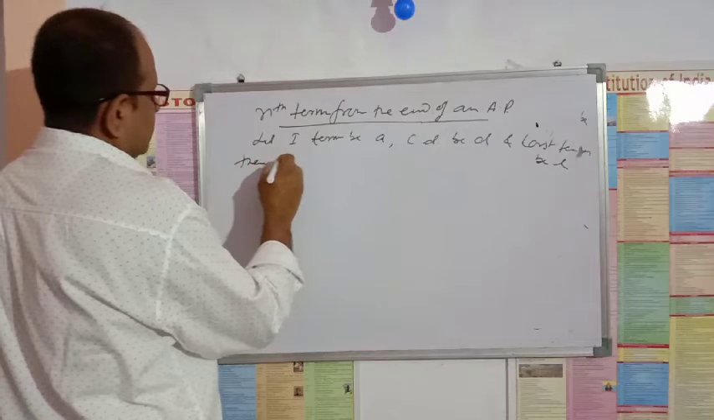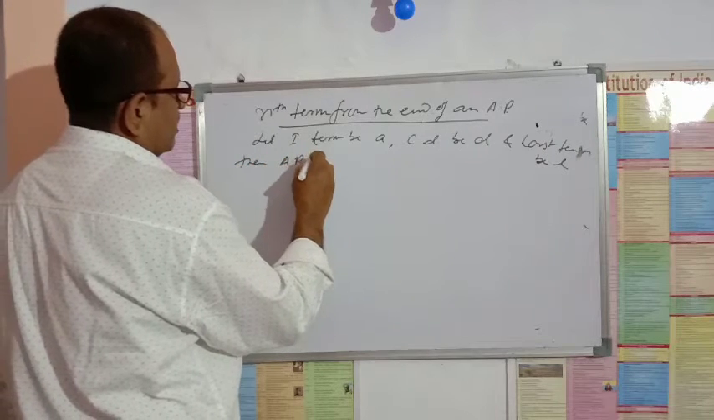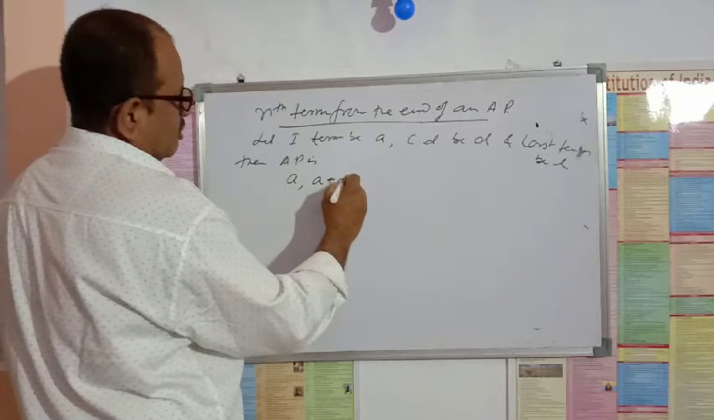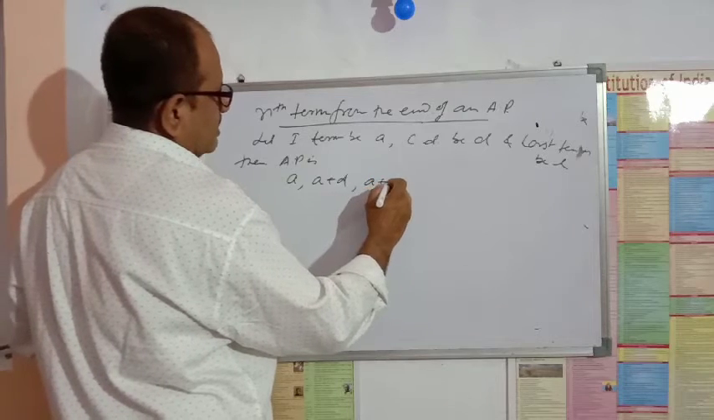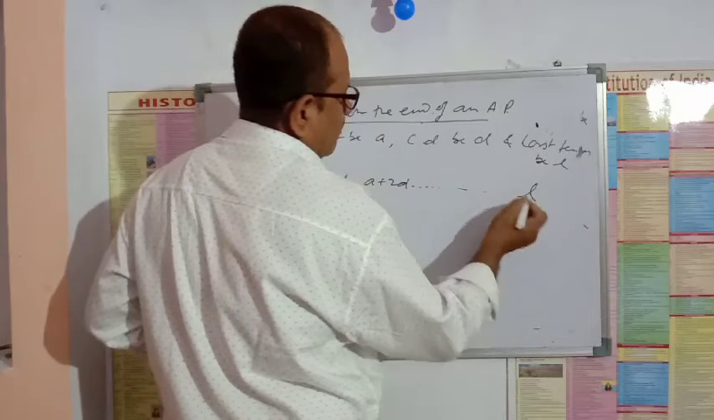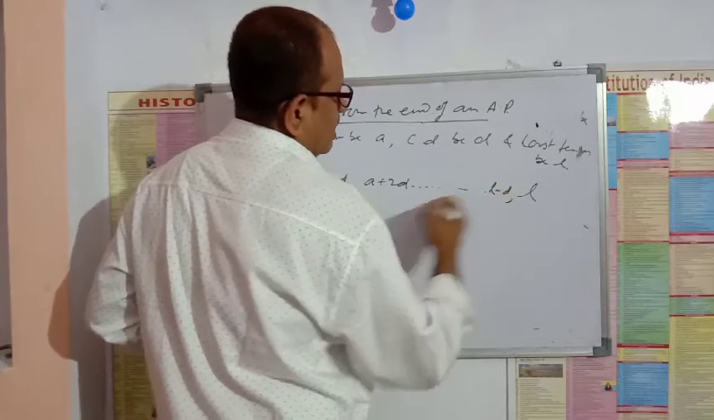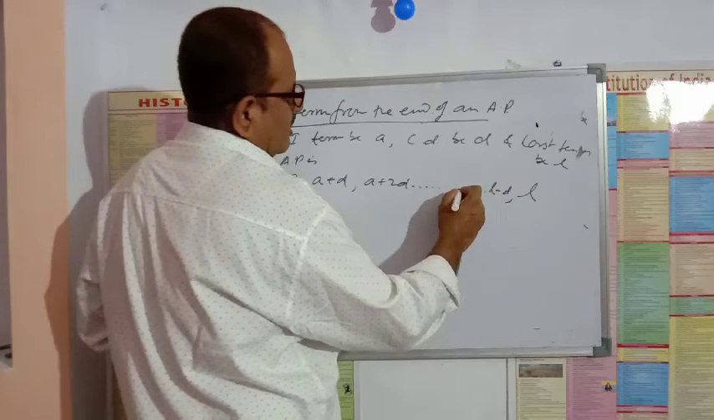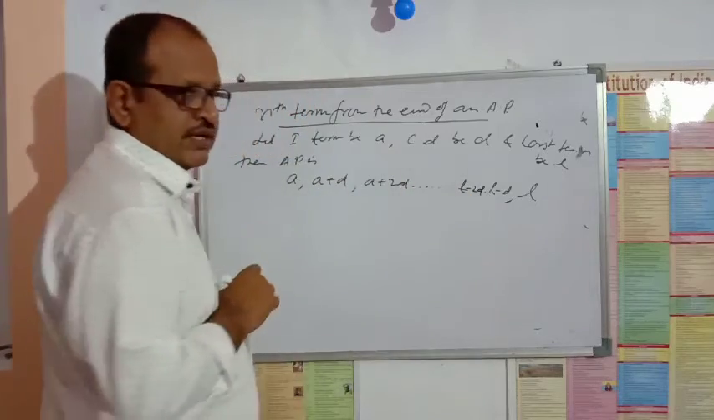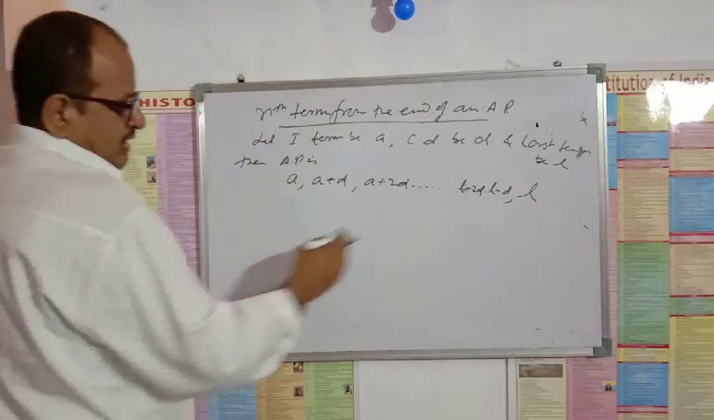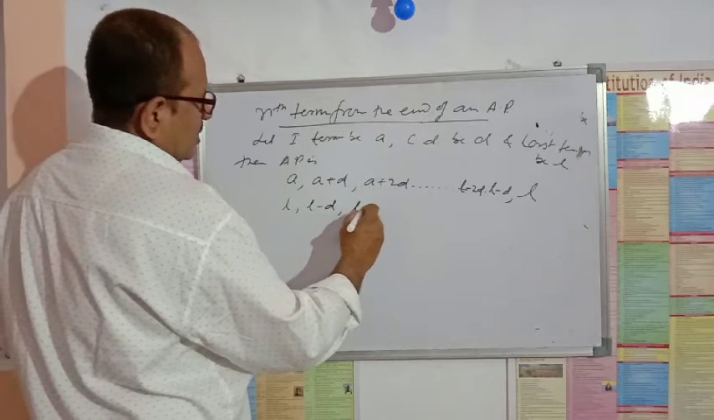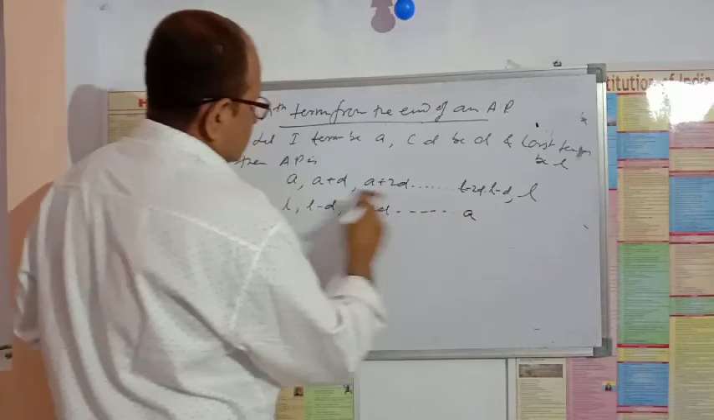Then the AP is, how will we write the AP? First term A, second term we add D, the common difference, third term A plus 2D, and so on. The last term is L. What will be the last but one? L minus D. Again, L minus 2D, L minus 3D. In this way we can write. Write it in the reverse order: L, L minus D, L minus 2D, and at last we will get A.